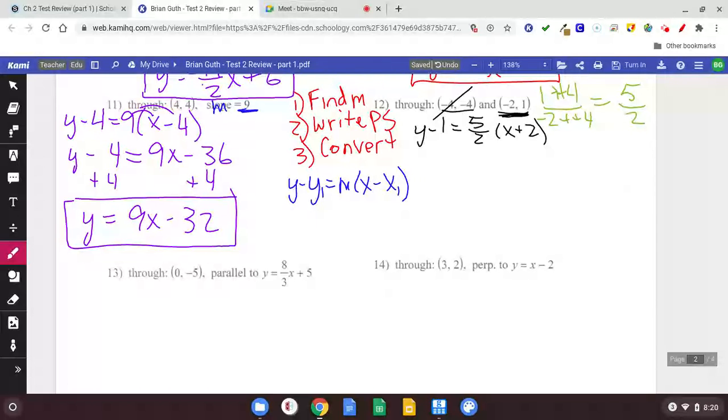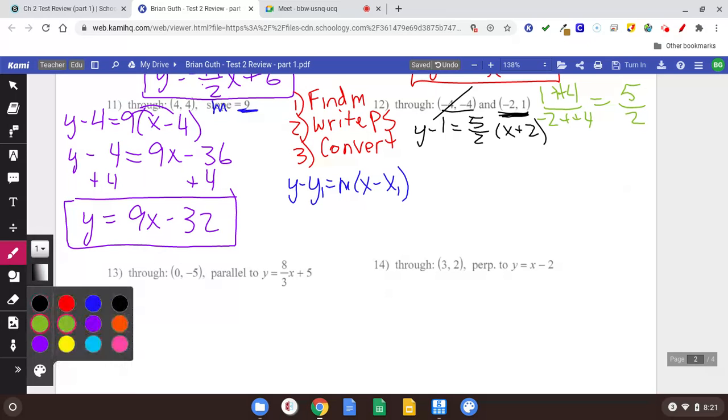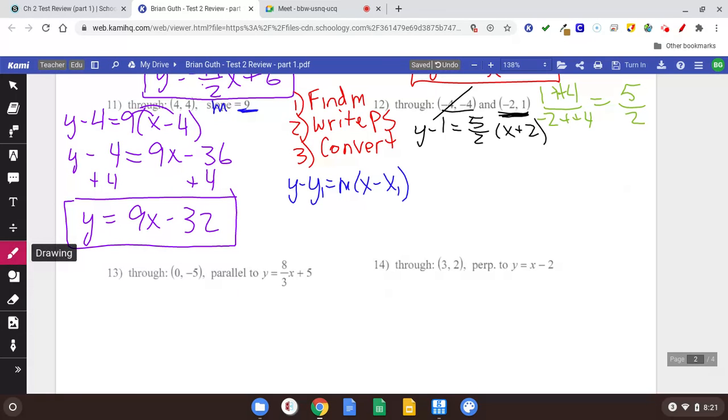Now, I gave you kind of 2 choices in class. I said if you're good at fractions, you're going to go ahead and distribute that 5/2. But those of you that aren't good with the fractions, I gave you a different option, and that's what we're going to do here. We said, let's multiply both sides by 2 so we can cancel out that fraction. Multiplying by 2 on the left side, you distribute the 2. You get 2y minus 2. And then on the right side, you distribute the 5. You get 5x plus 10.